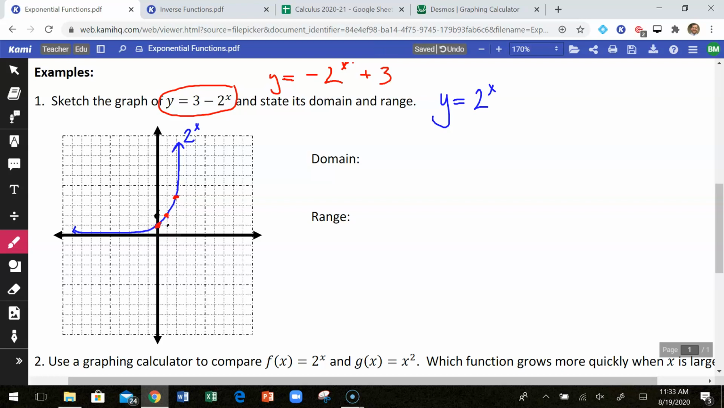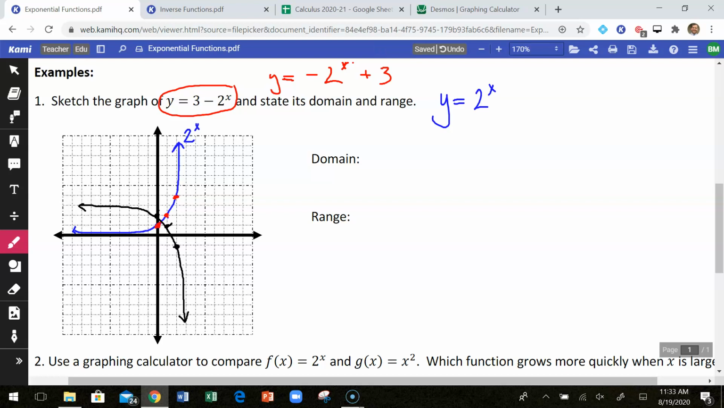Reflect this one down, move it up 3, it will end up right here. And then if I reflect the last one down, and then move it up 3, it's going to end up right here. And so what you're going to actually end up with, because this has been reflected, it's going to look a little bit different here. You're going to have a graph that would look something like this.